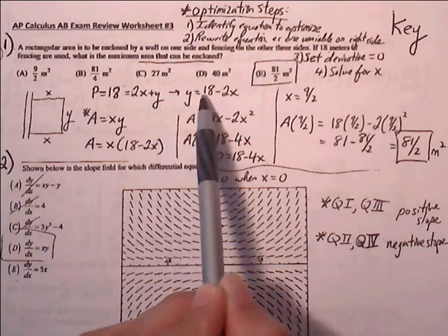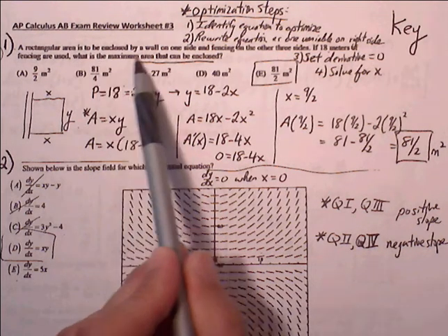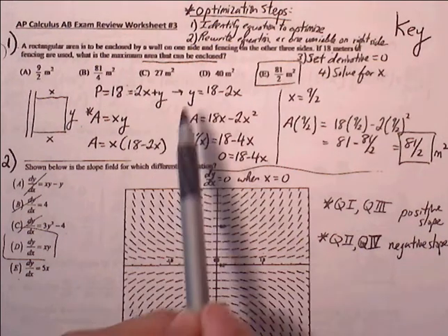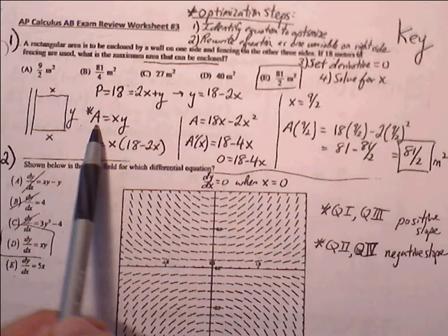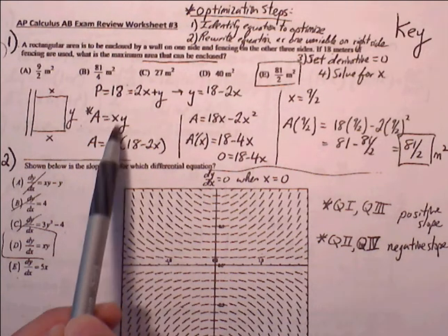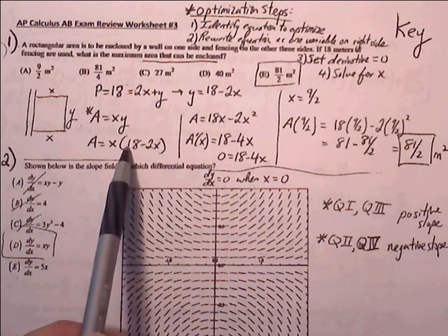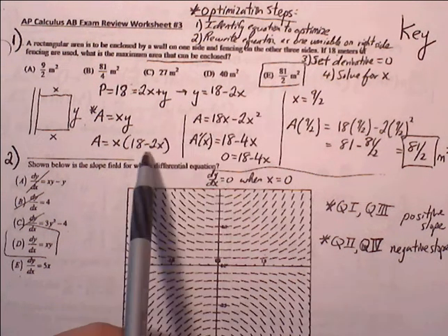And we know it's equal to 18, so y is equal to 18 minus 2x once we solve for y. Now we can plug that into the area equation, because in the problem we're trying to maximize the area that can be enclosed. So we're trying to find the derivative of the area equation, but we need to get the area down to one variable, so we can use the perimeter equation to help us get there. So 18 minus 2x replaces y.